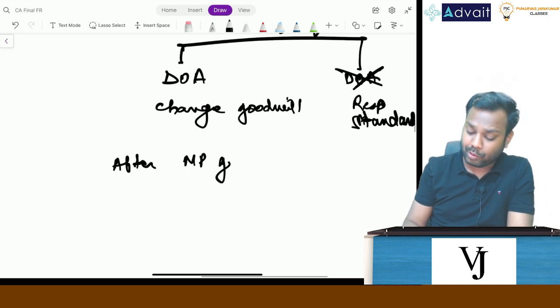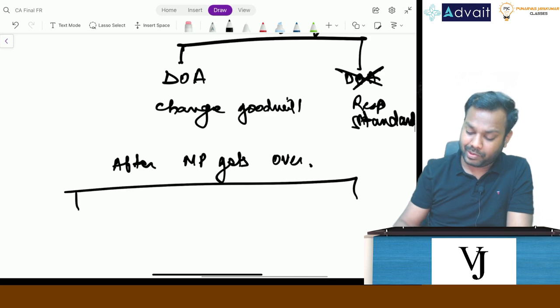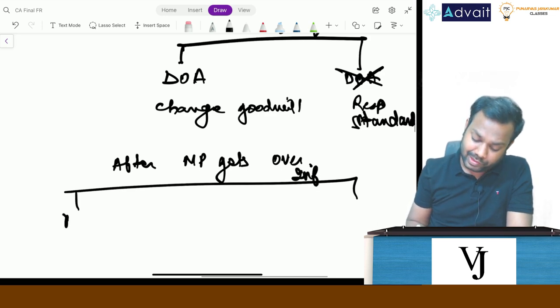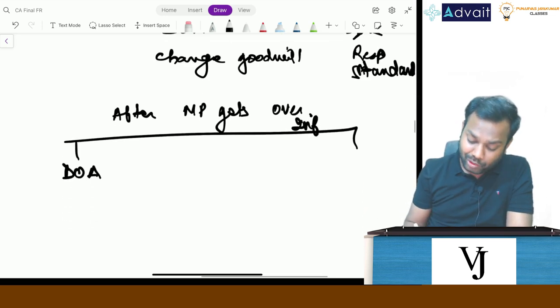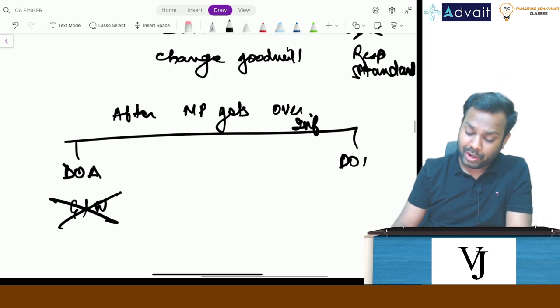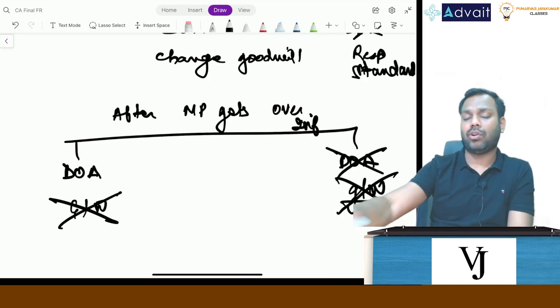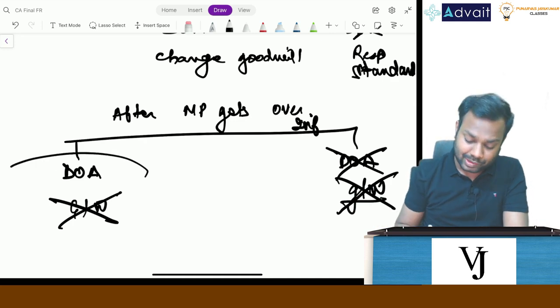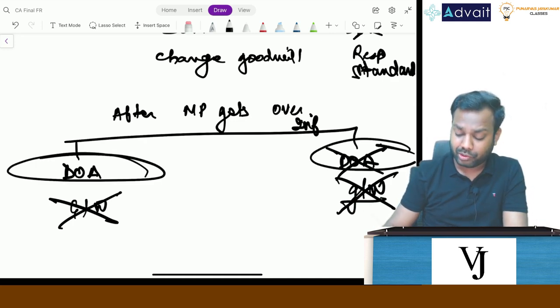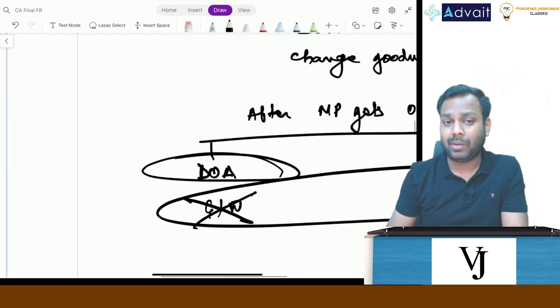Further, after measurement period gets over, if any information is made available to us which existed on date of acquisition, then also I will not change the value of goodwill. Whether it existed on date of acquisition or didn't exist on date of acquisition, I will not change the value of goodwill. Okay, so this is the concept of measurement period.